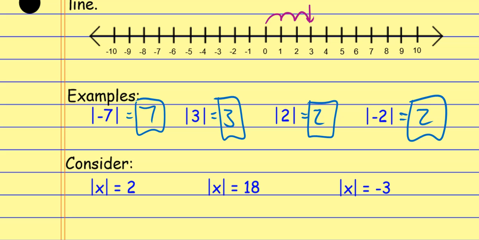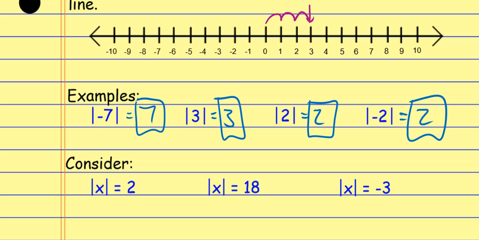And those two are very telling when you look at the absolute value of 2 versus the absolute value of -2. They both give you the same answer because they're both the same distance away. Okay, so they're both the same number of units away from 0. That's why those two values give us the same answer when we talk about absolute value.